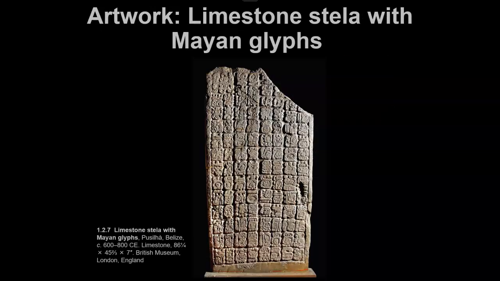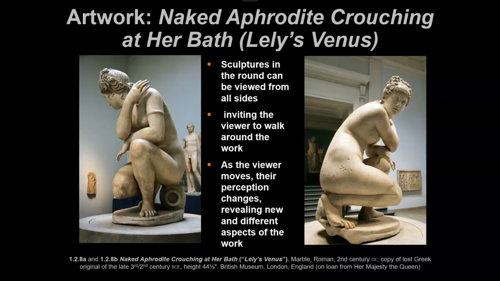This is another example of a relief, only seen from one side. And then this is an example of a sculpture in the round. So you can view it from all sides, you can walk around it. As you walk around the piece, you're going to find different things and see the piece from a different perspective, right? It's going to challenge you and reveal new aspects of the work.